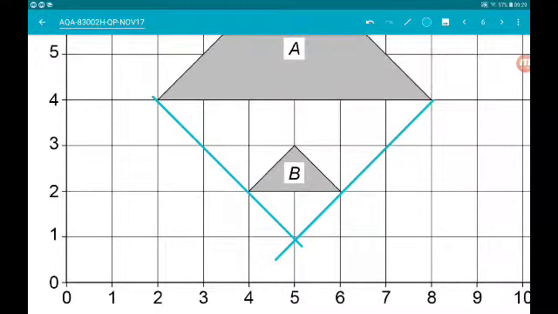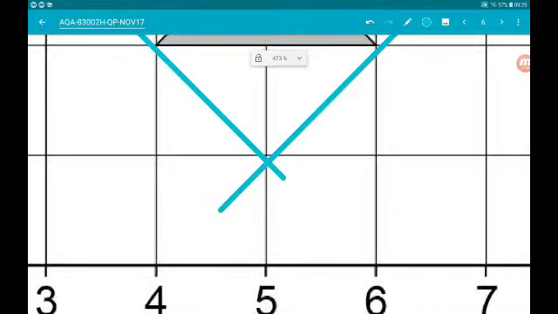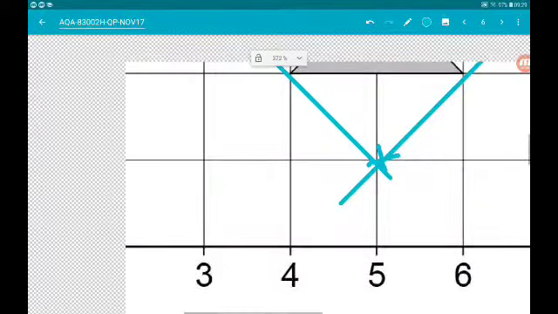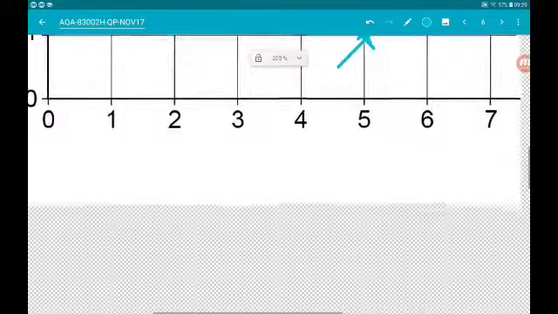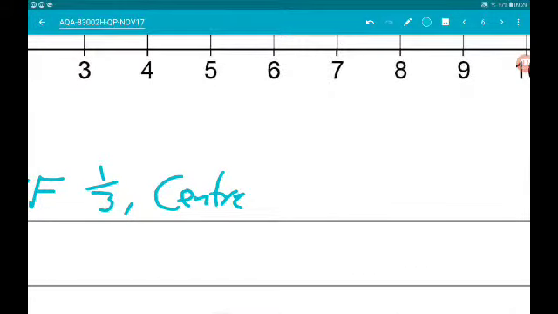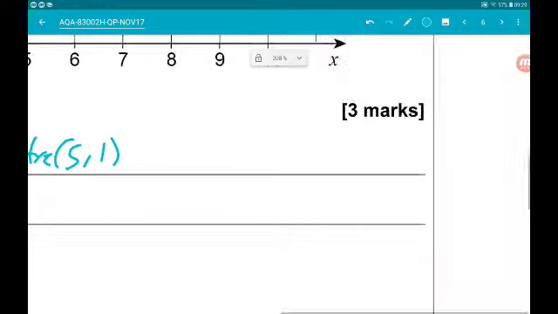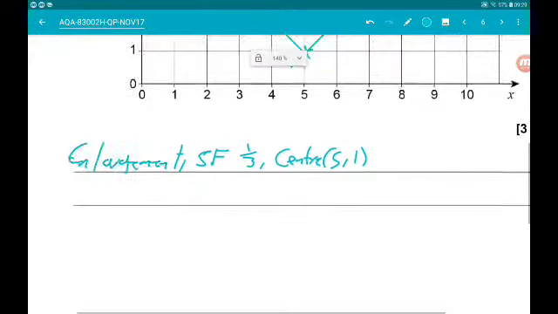Cool. So we can see the centre would be this point here, which is at 5, 1. Now we should have got 3 marks for that. Yep, cool. 3 marks for saying 3 things.